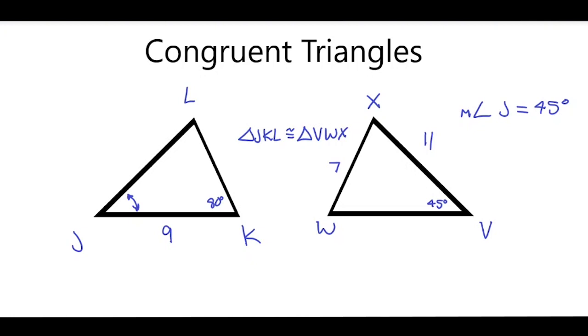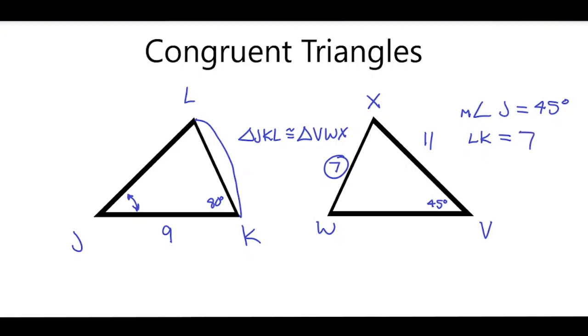What if I wanted to know the measure of line segment LK? So what is the measure of this line segment here? Well, the corresponding line segment in the other triangle would be XW, and XW is 7. So I would say that LK is 7.